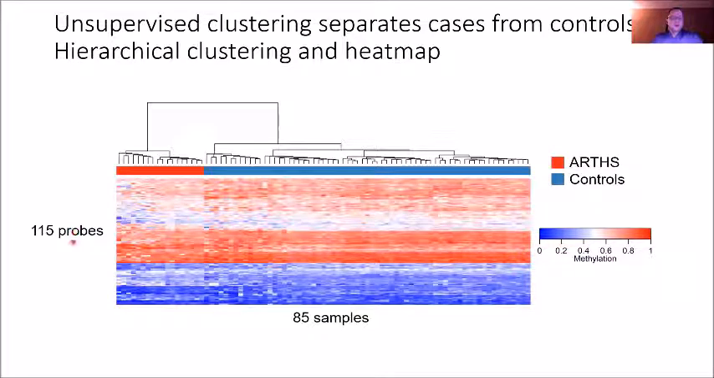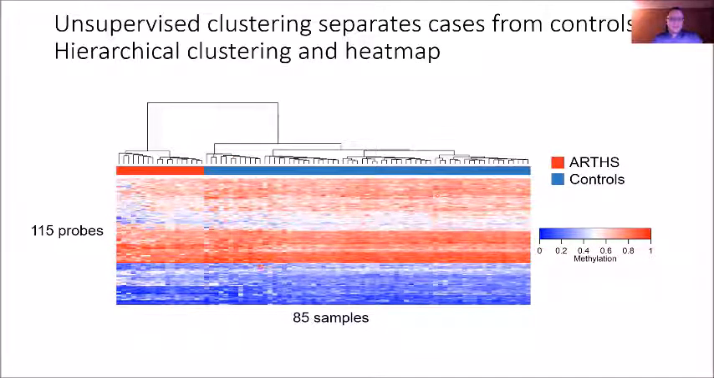So we can use those 115 probes, and we can do what's called unsupervised clustering with our 85 samples of the cases and the controls. And this is called hierarchical clustering. And what it does is this is an algorithm. We don't tell it whether the samples are ARTHS or controls. It looks at the DNA methylation, and samples that are more similar, it groups them together. And more different, it puts them farther apart. And we can see that all the ARTHS samples are more similar to each other, and they separate from the controls. And so using this way, we can identify which of the 2 clusters a sample is from.